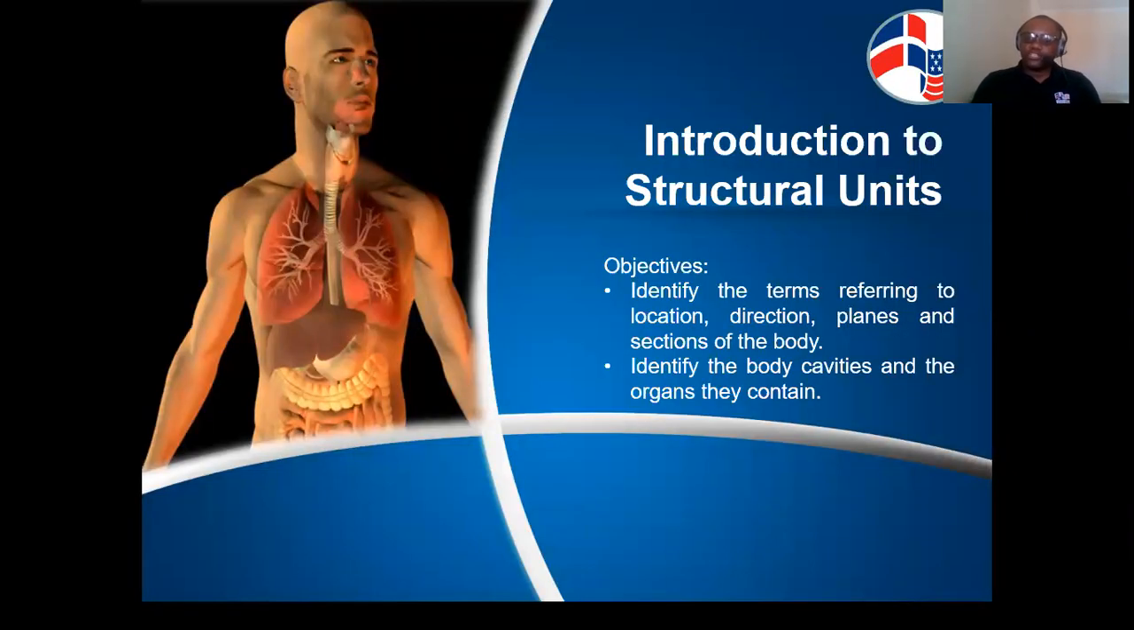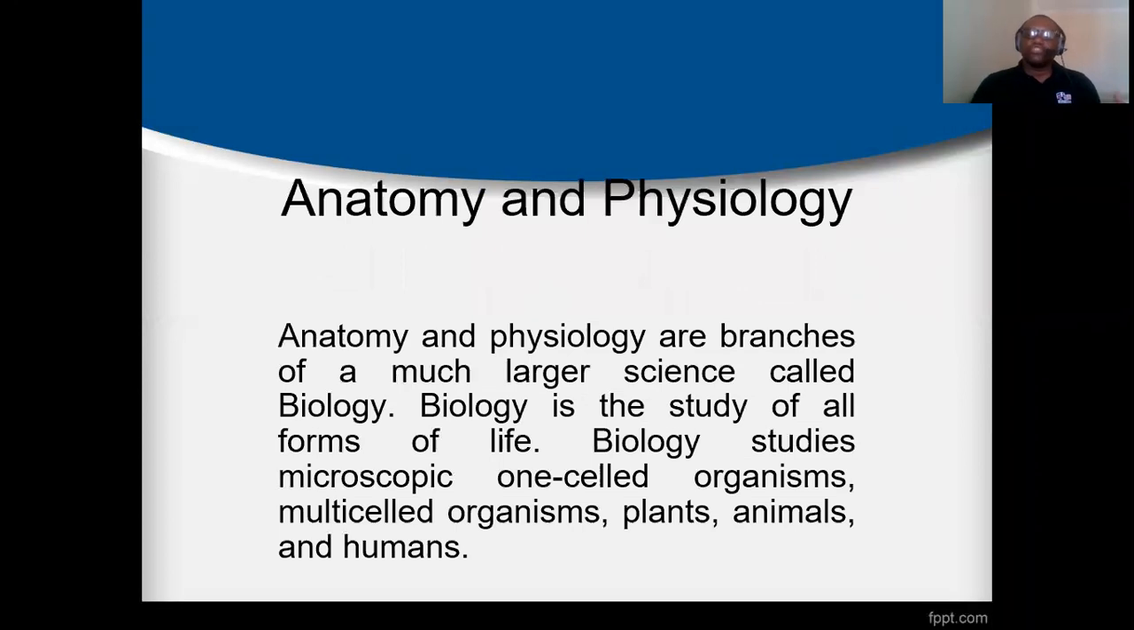Today we're going to talk about the terms referring to location, direction, planes, and sections of the human body. When we're talking about anatomy and physiology, there are two branches, like sisters of the same mother. The mother is biology, the study of all forms of life. It doesn't matter if it's a one-cell organism, a multi-cell organism, plants, animals, or humans. Biology is considered the mother, and anatomy and physiology are its two branches.